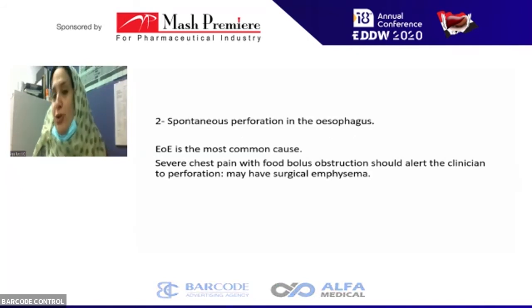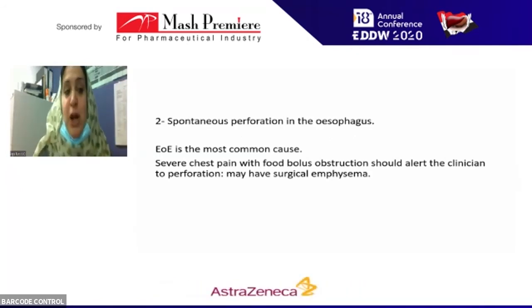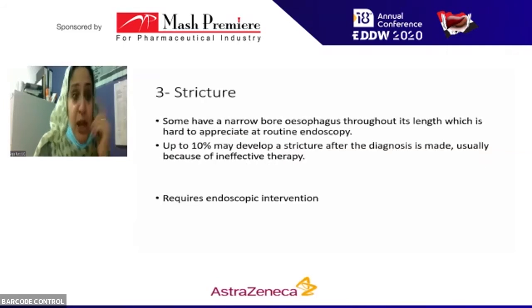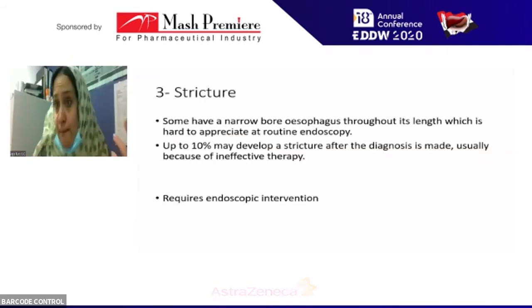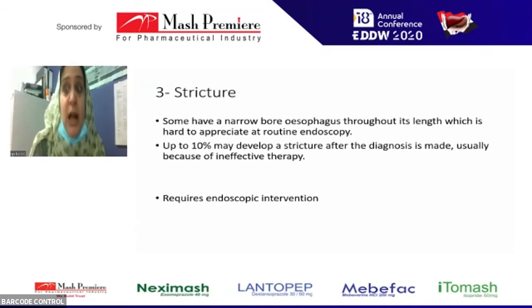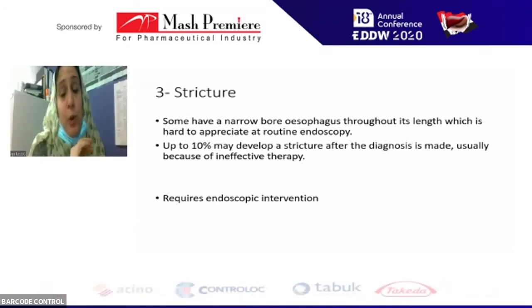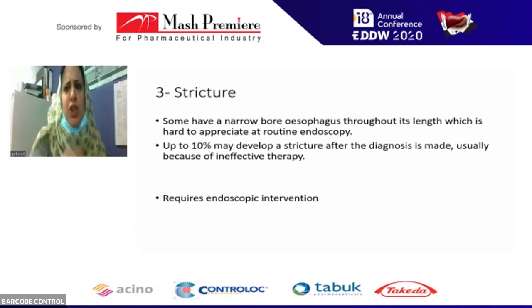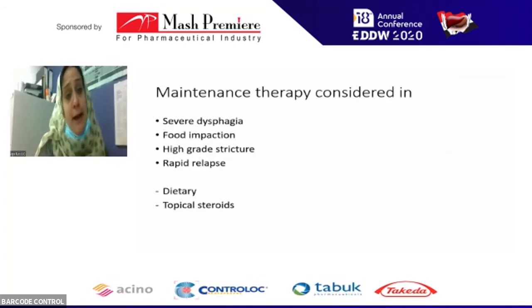The most common cause for spontaneous esophageal perforation is eosinophilic esophagitis, with severe chest pain. This can happen with food impaction or without food impaction, the spontaneous esophageal rupture. Another complication is stricture, or a narrow bore esophagus all through the esophagus rather than a localized stricture. And this will cause significant dysphagia and will require repeated endoscopic intervention. A narrow bore esophagus all through. Okay, this is one of the complications of esophageal eosinophilia.